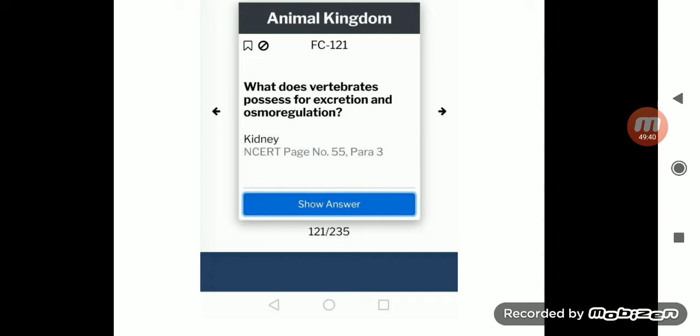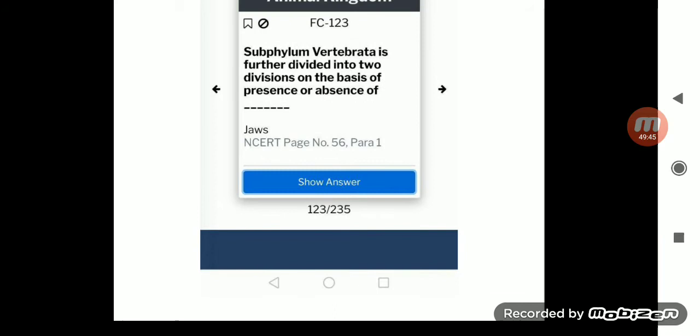What do vertebrates possess for excretion and osmoregulation? Kidney. Subphylum Vertebrata is further divided into two divisions on the basis of presence or absence of jaws.